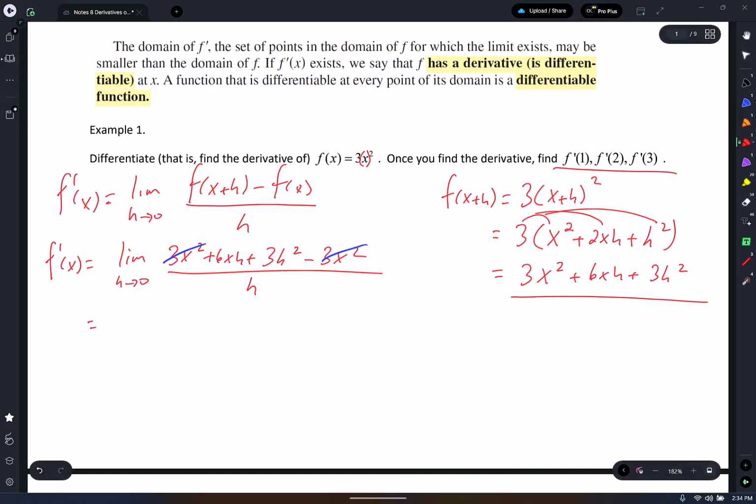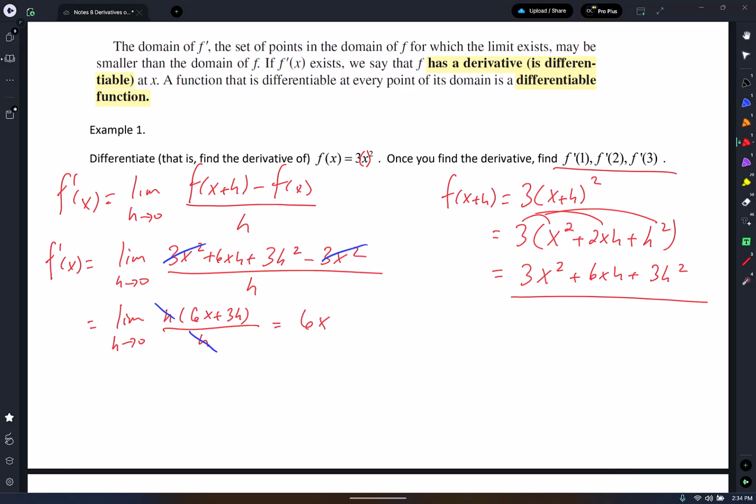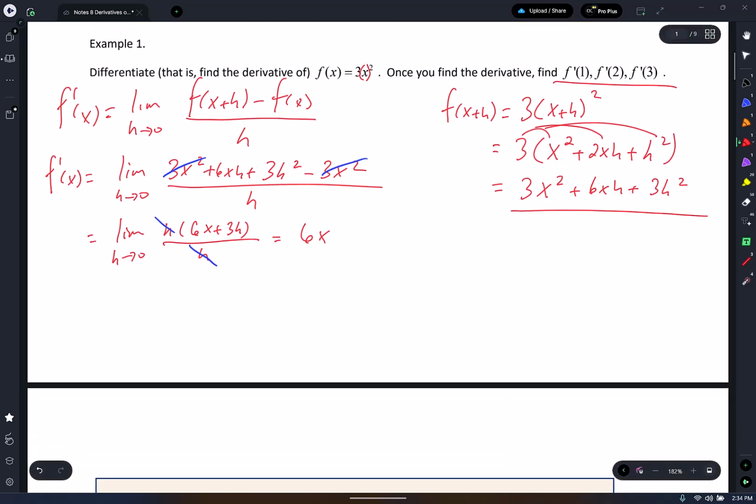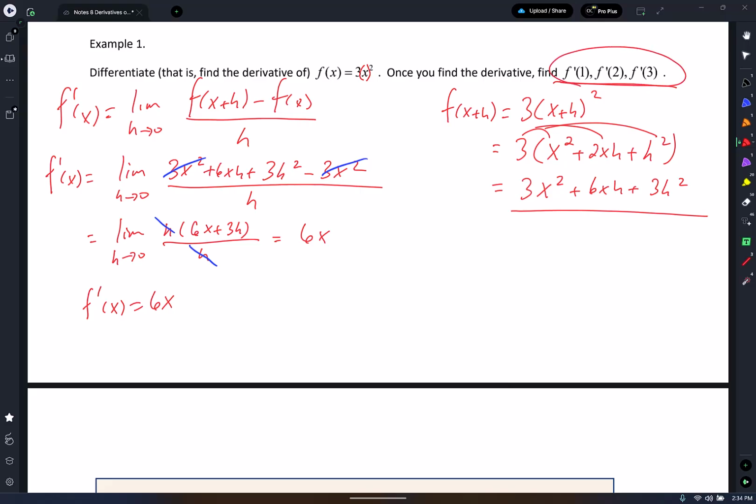What can I factor out? An h. So here it is. Limit as h approaches 0. Here's my h factored out: 6x plus 3h, close it, all over h. Now the h's cancel out, and now h is approaching 0. So what I have here is just 6x. So what's the derivative of 3x squared? 6x.